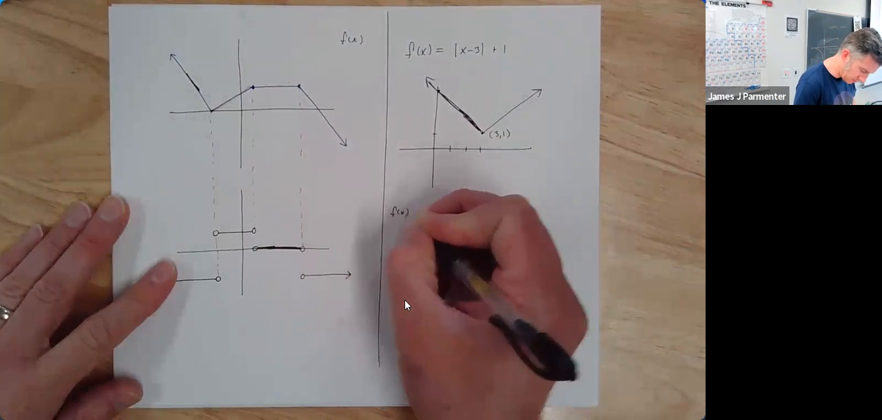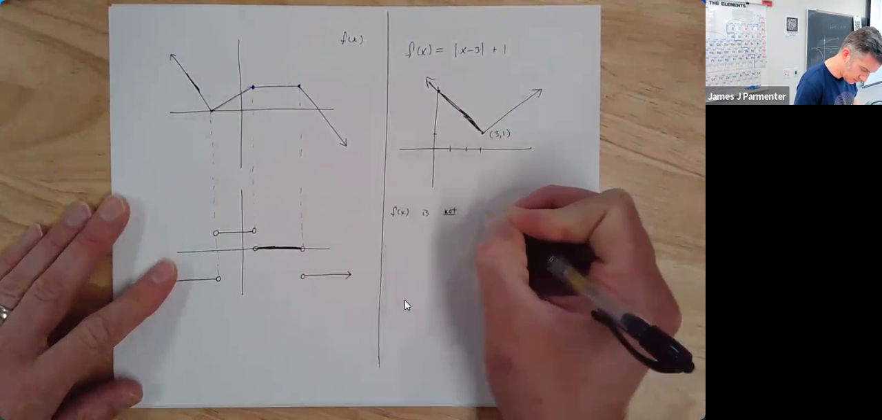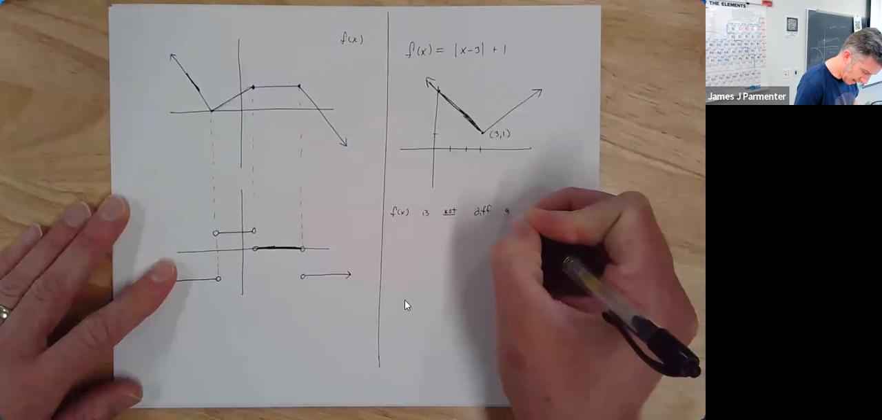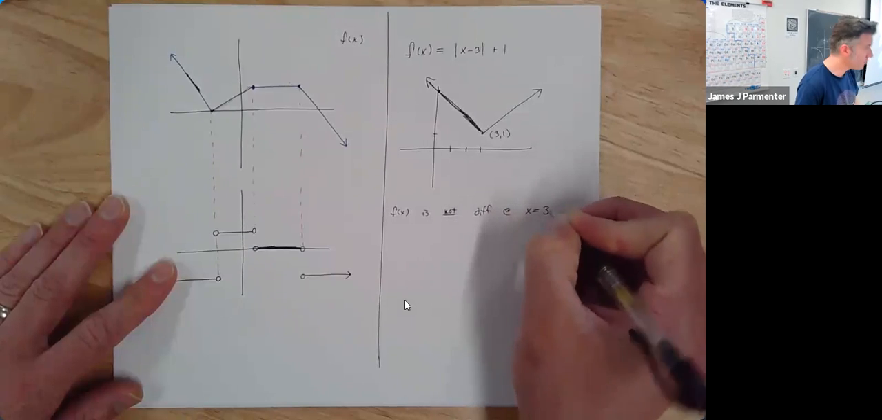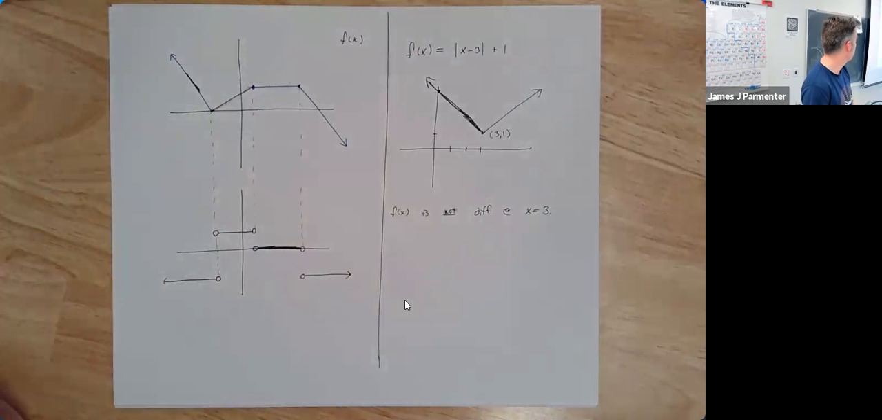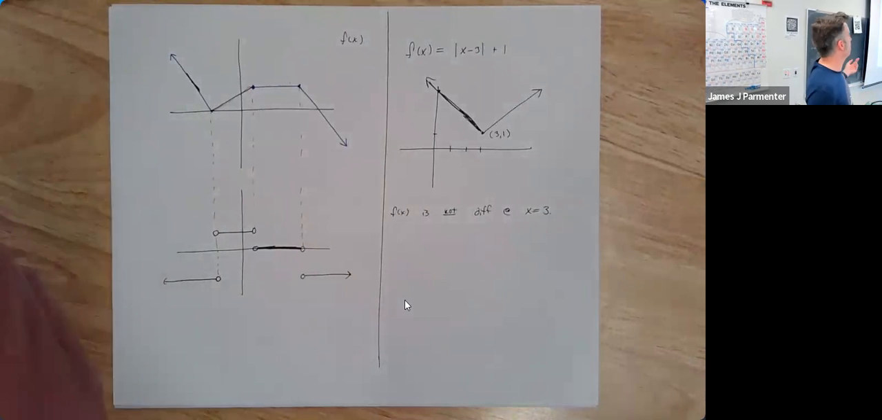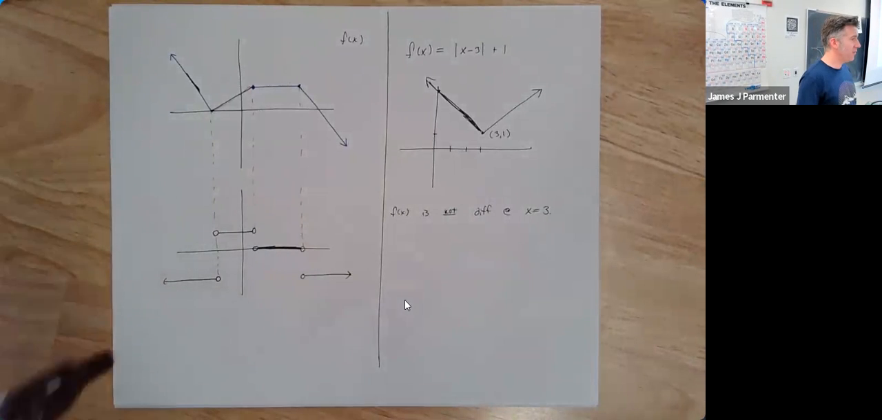not differentiable at x equal to 3, because there's a corner there, because there's a kink there, because it's a pointy point, as I would say. So how do we show it's not differentiable there?